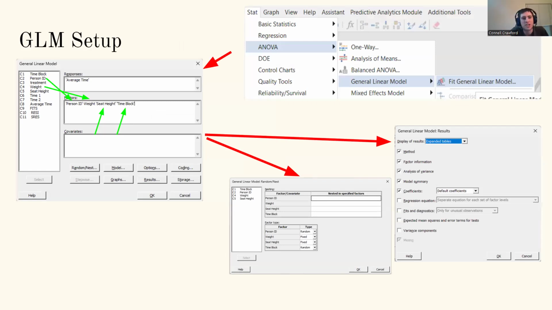So here's our GLM setup for our experiment, where we have our response being average time, and our factors being our 2 factors that we tested for, weight and seat height, and our 2 blocking factors being the time block and person ID, set as random because we needed them as part of our experiment, but we weren't testing for them.